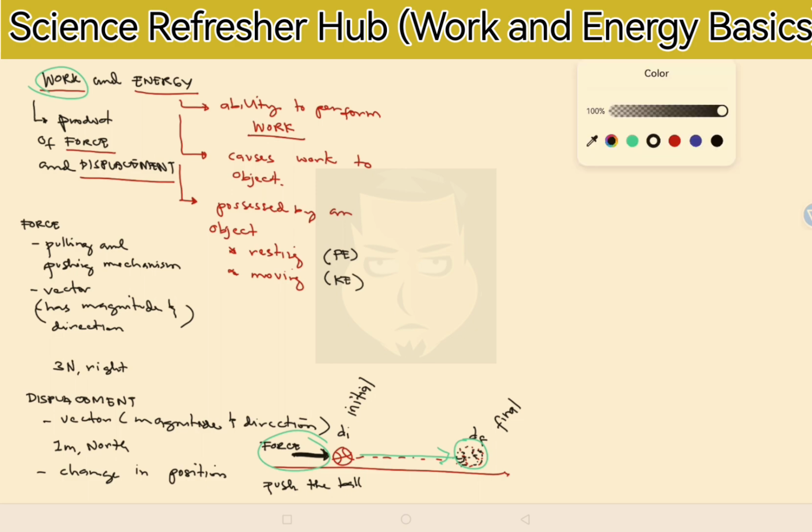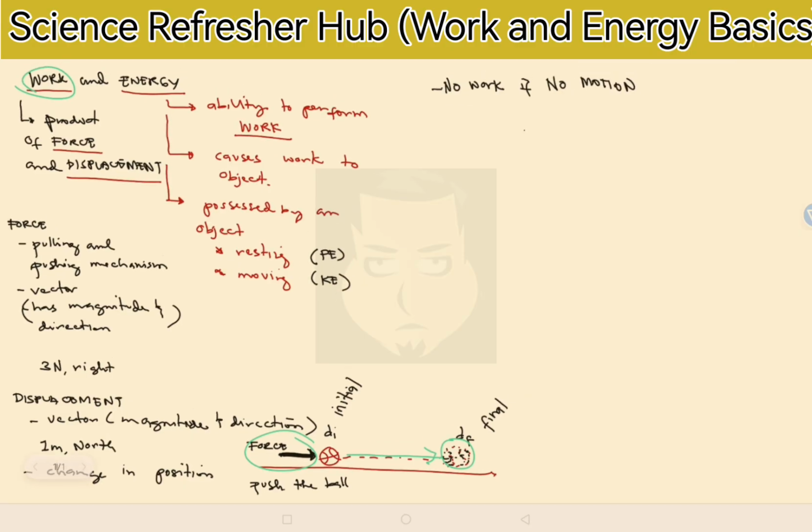So to make the story short, no work if no motion. It's very true. No work when there will be no motion. When you apply certain force to the object and the object doesn't move, so no work is done. When there will be motion because of force, 100% work is there.